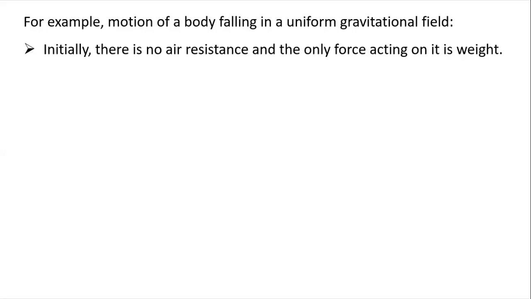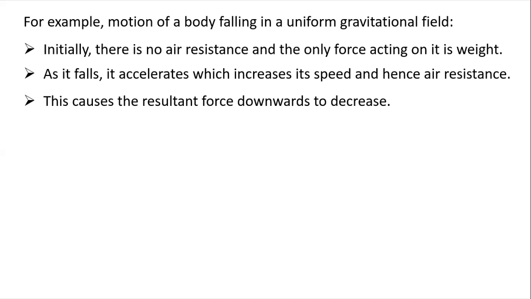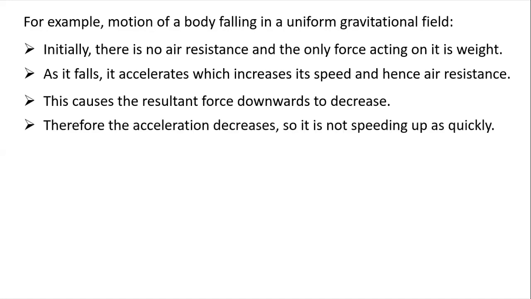For example, motion of a body falling in a uniform gravitational field. Initially, there is no air resistance, and the only force acting on it is weight. As it falls, it accelerates, which increases its speed and hence air resistance. This causes the resultant force downwards to decrease. Therefore, the acceleration decreases, so it is not speeding up as quickly.